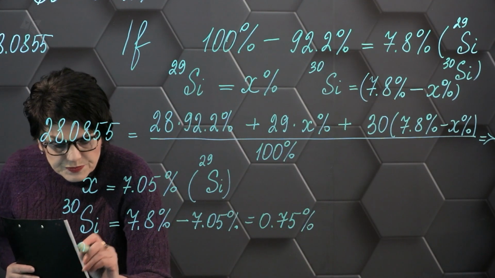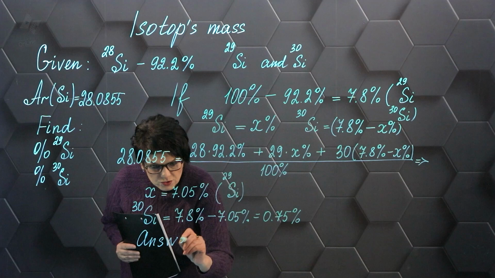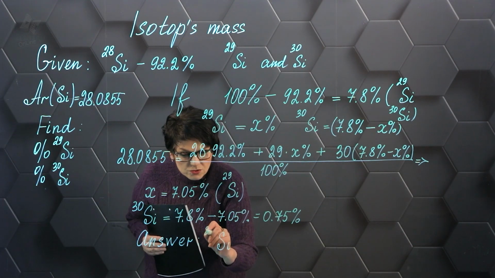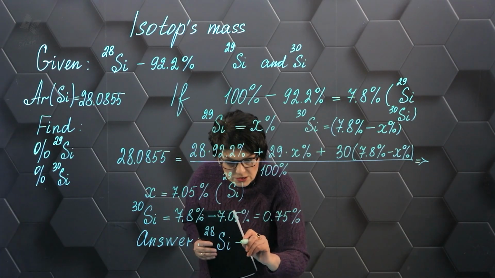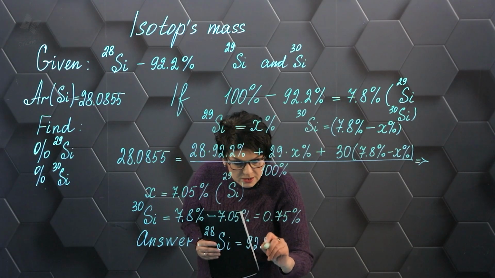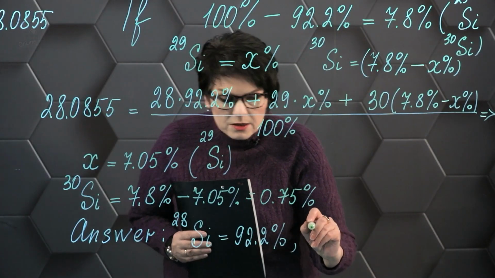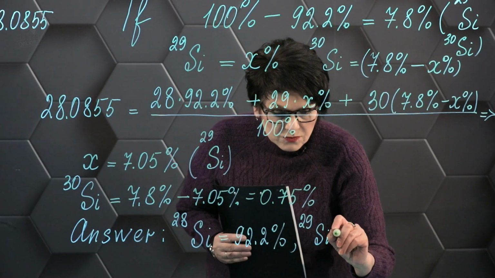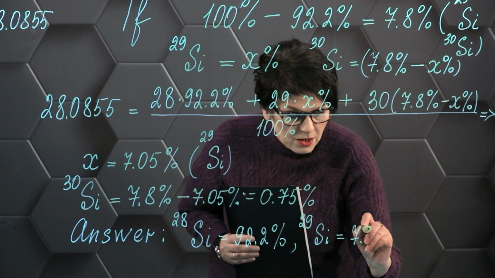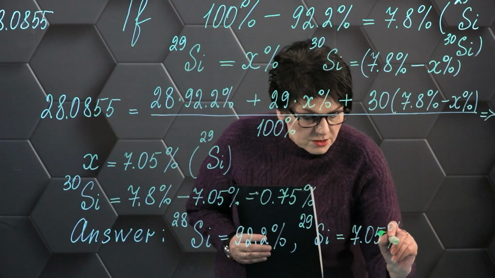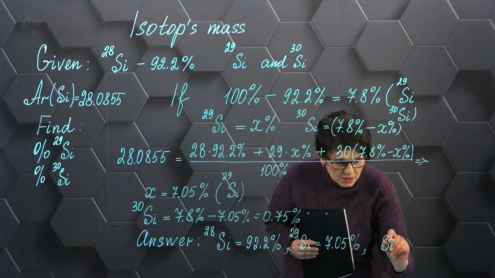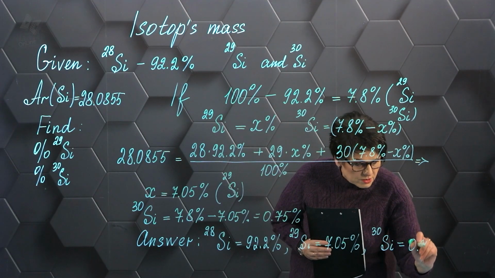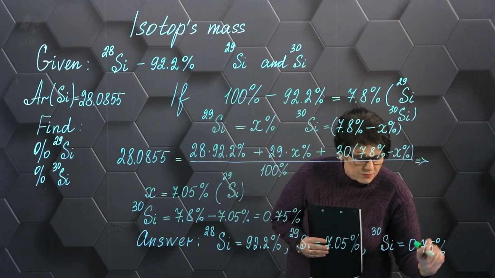Thus, our result is as follows. Silicon which has a mass of 28, according to the condition of the problem, was 92.2%. Silicon that has a mass of 29 is 7.05%. Hence, the silicon with a mass of 30 accounts for 0.75%. We have successfully solved the problem of determining the fraction of each isotope.